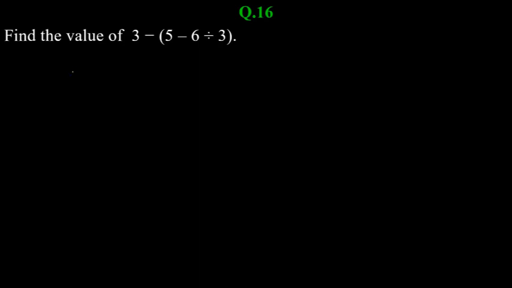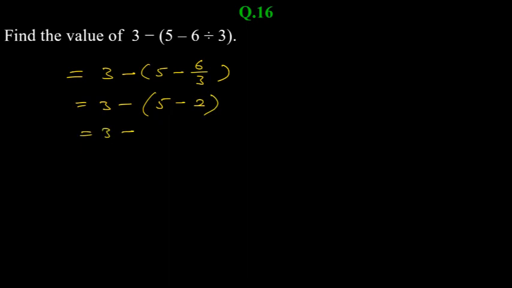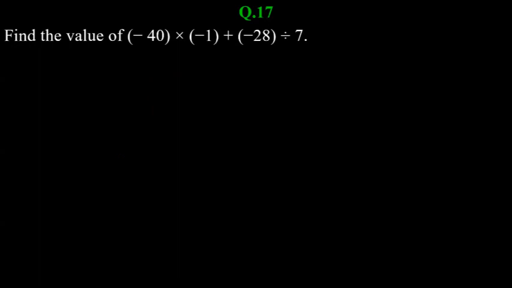Sushmita, correct. The rules, you need to first solve brackets. Within brackets, you have 5 minus 6 by 3. 6 divided by 3 is 2. That is 3 minus, 5 minus 2, 3. 3 minus 3 is 0. Now try this one.